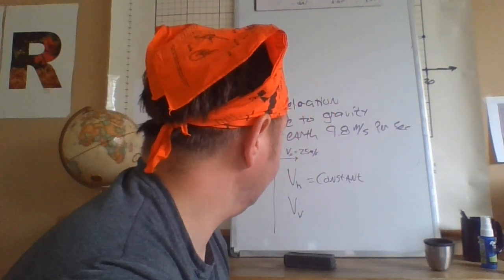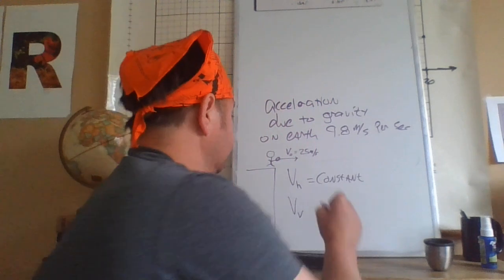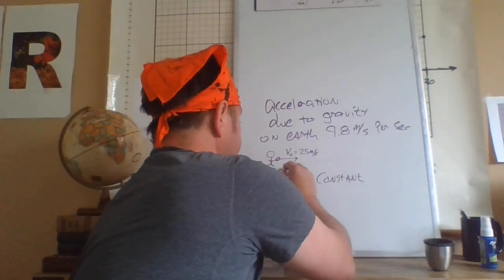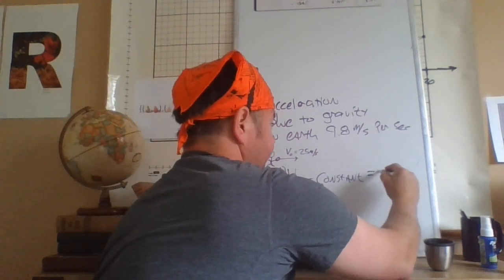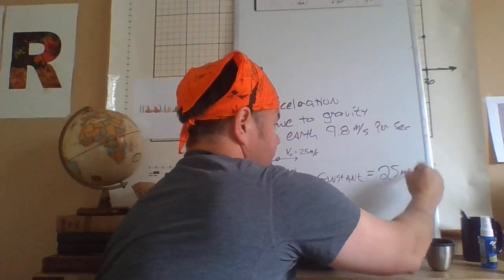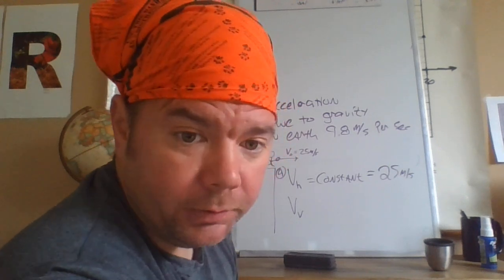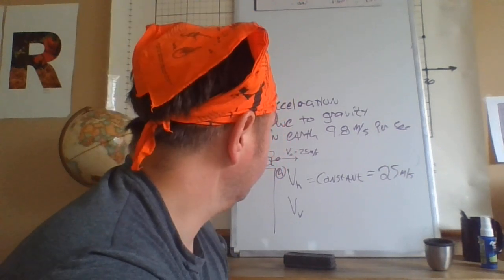So that means at 2 seconds, the horizontal velocity, this is part A, is still 25 meters per second, okay? Now the vertical velocity, that's the one that changes. That's the one that gravity actually influences. And so at 0 seconds, it has 0 vertical velocity.